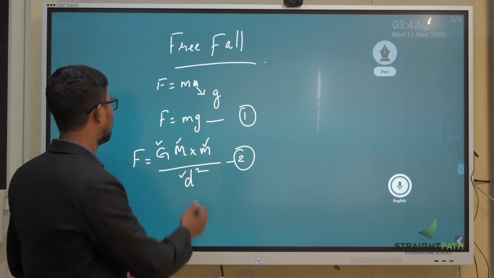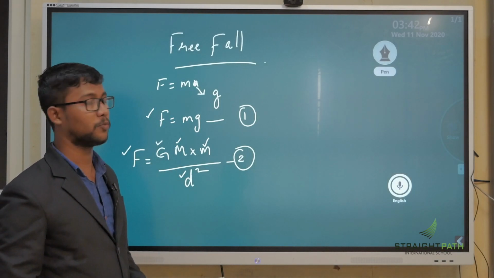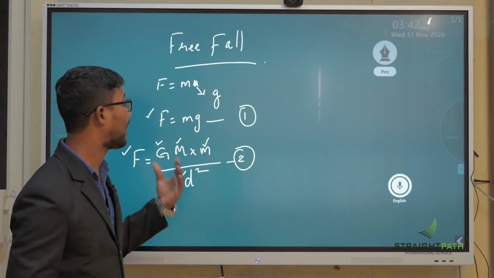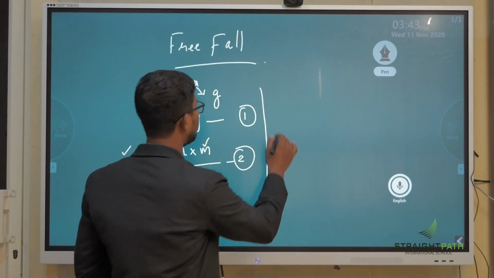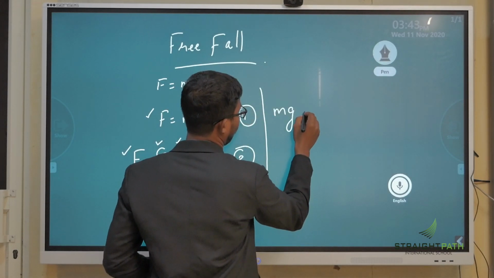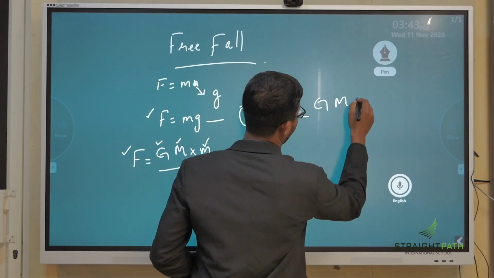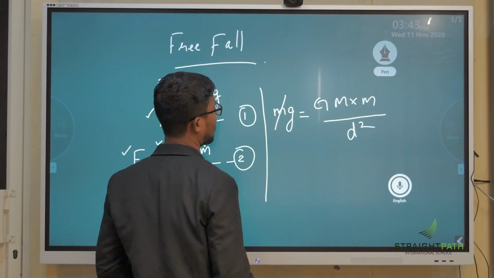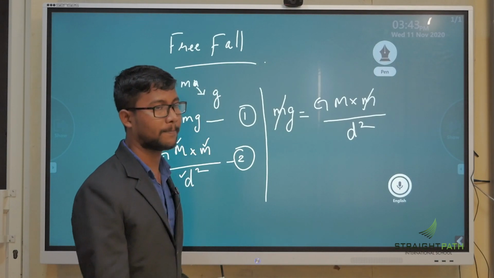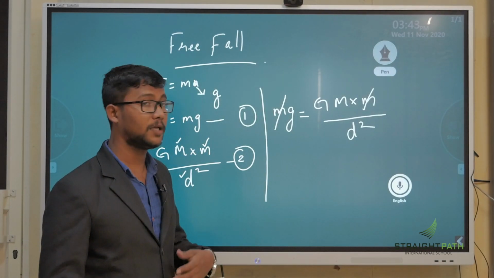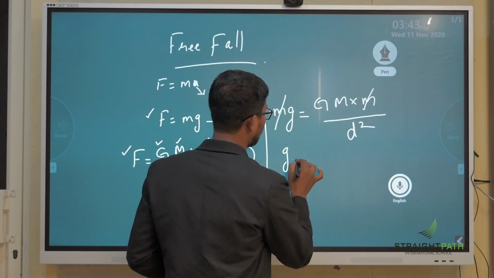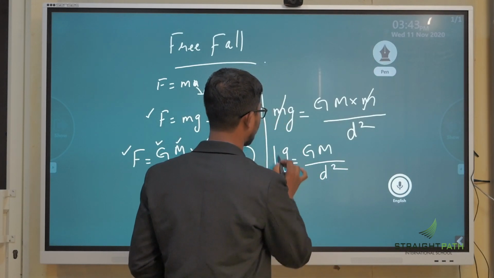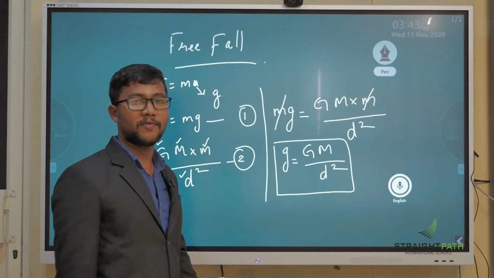If I compare these two, the left hand side is the same, both are F. So F is equal to mg, or F is equal to G M m divided by d square. So I can write mg is equal to capital G capital M small m divided by d square. Here you can see that this side we have a small letter m, and this side also we have a small letter m, which is the mass of the object, not the earth. So we will get the remaining terms: g is equal to capital G capital M divided by d square. So this is the equation we have derived.